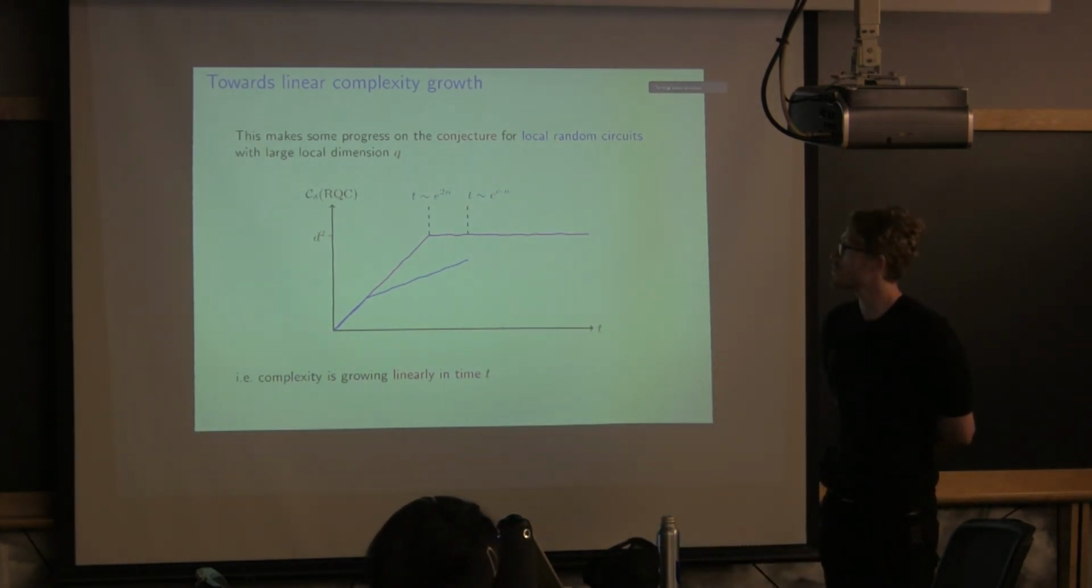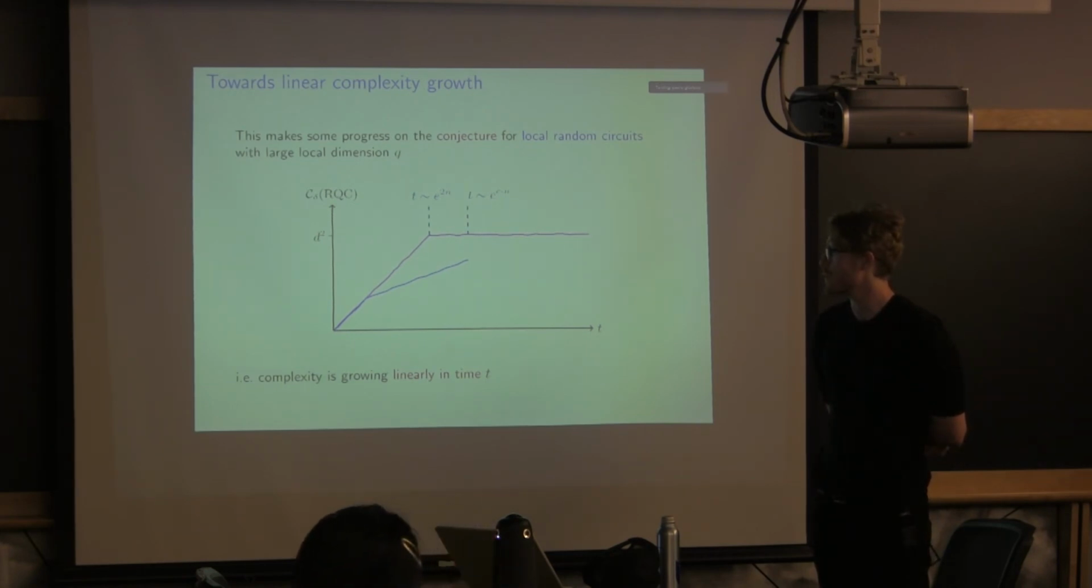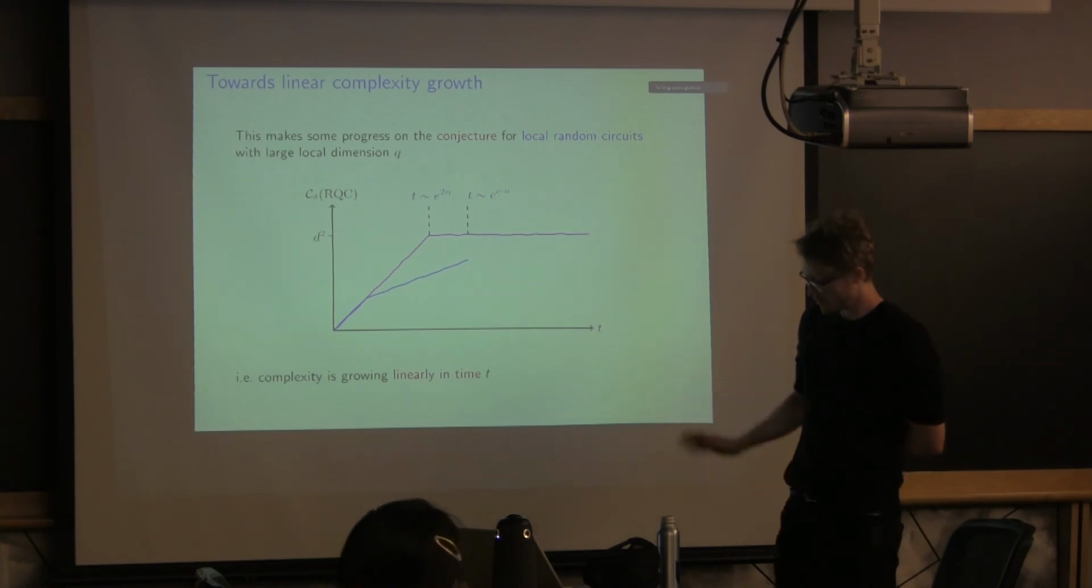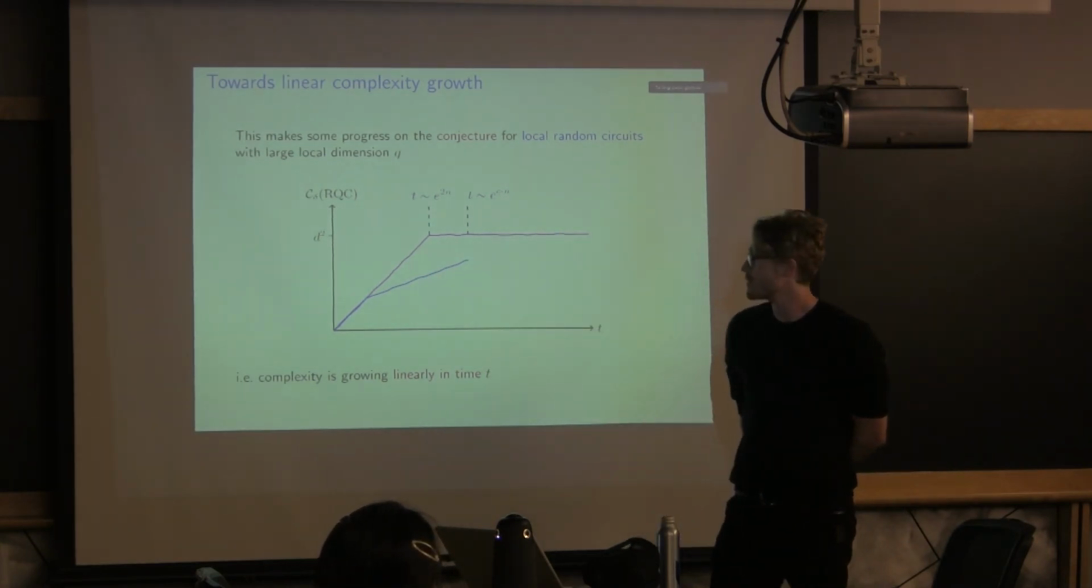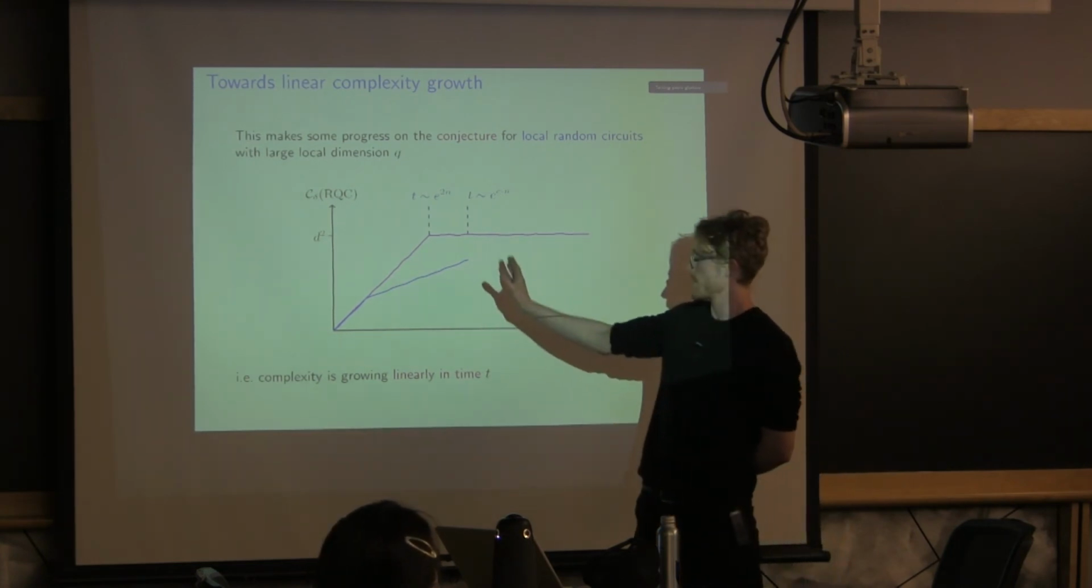So this was basically saying that if we take the local dimension to be larger, you can get linear growth for some amount of time. This is one way to draw this. Again, this magenta or pink curve is what we expect, and if you take Q to be large, you can get something which is linear and then has a slightly better slope.